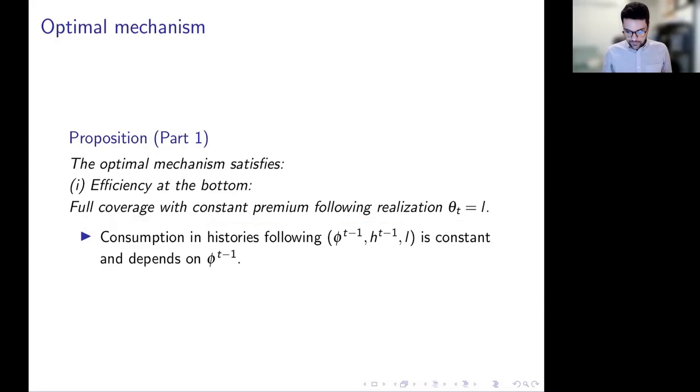In other words, if we look at a history of signals and type reports that involve only high type reports up to period T-1, and then in period T the agent announces a low type, this agent is going to receive full coverage from this moment onwards, and the premium paid by this agent is only going to depend on the history of signals up to period T-1. So when I choose to report a low type, not only do I receive full coverage today, but I'm not exposed to any risk as it comes to the future contract terms that are going to be offered.